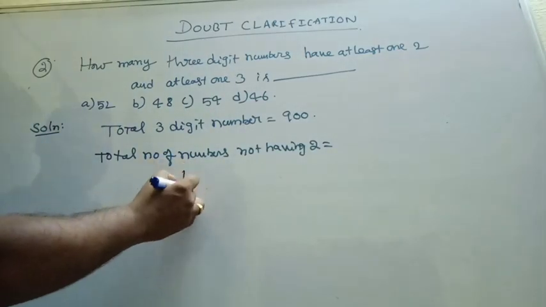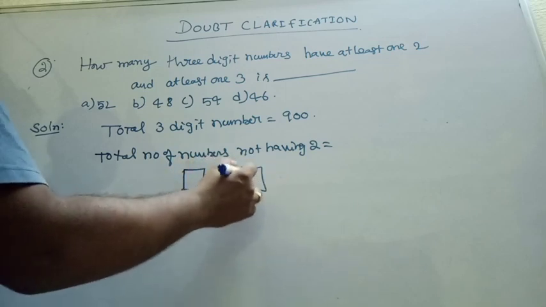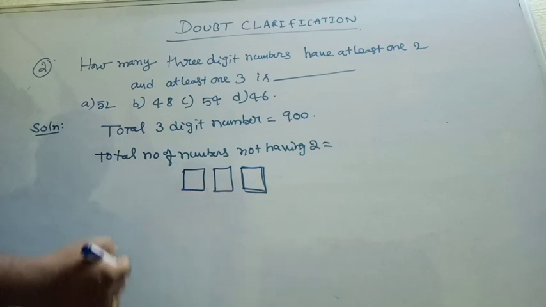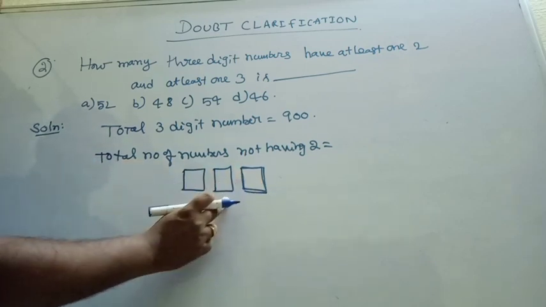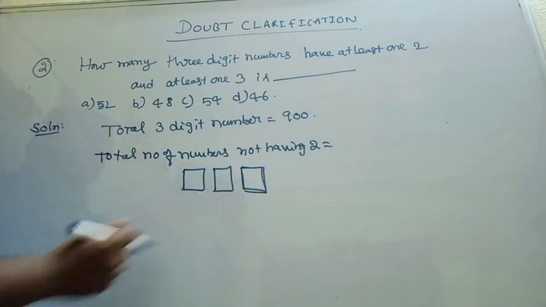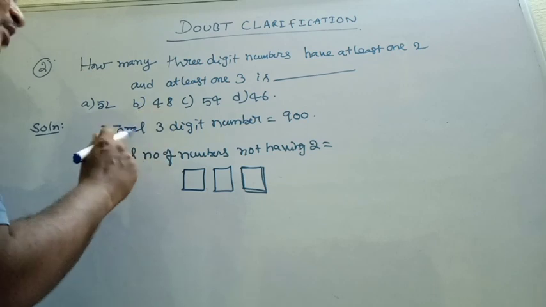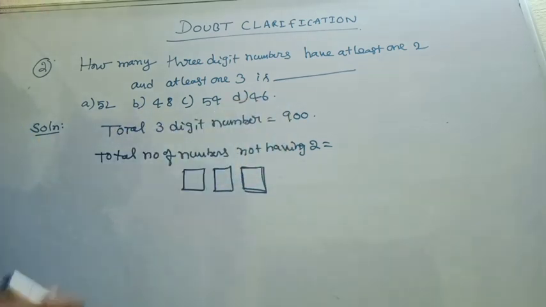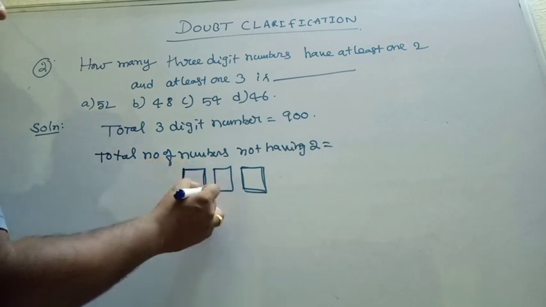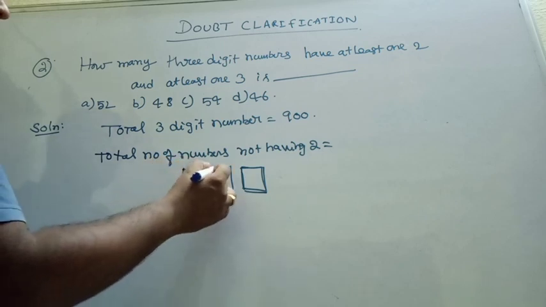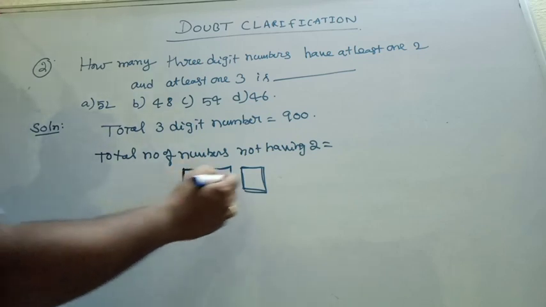In this 3-digit number, 0 we will not use here. This is the units digit, tens digit and hundreds digit. We want the total number of numbers not having 2 here. Okay, not having a 2. How are we going to get that? You see, my dear students.